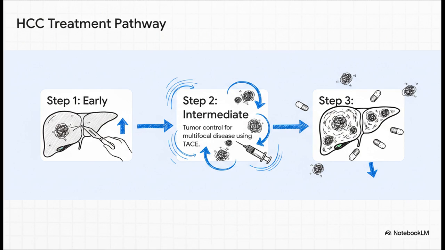In the very early stages, the goal is a cure. We're talking about completely removing the cancer, with 5-year survival rates over 60%. For intermediate disease, the focus changes to controlling the tumor's growth. But by the time we get to the advanced stage, when the cancer has invaded blood vessels or spread, the goal becomes palliative, slowing the cancer down and managing symptoms with targeted therapies.